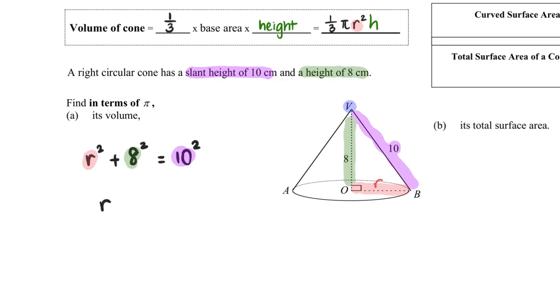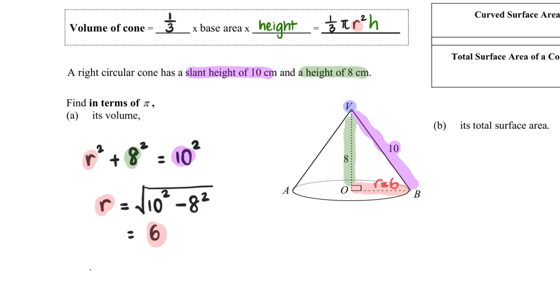So, how to get my r? I will first have to have 10 square minus away my 8 square before I square root it. That will give me 6 cm. So from here, I gather my r is 6. And therefore, I will be able to get all the answers from here onwards.